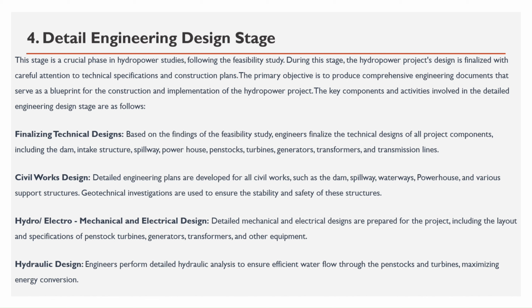the hydropower project. The key components and activities involved in the detailed engineering design stage are as follows: finalizing technical designs. Based on the findings of the feasibility study, engineers finalize the technical designs of all project components, including the dam, intake structure, spillway, powerhouse, penstocks, turbines, generators, transformers, and transmission lines. Civil works design.